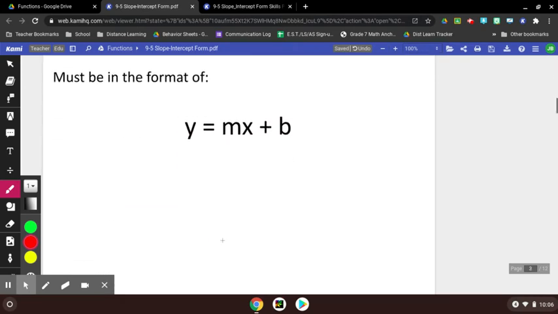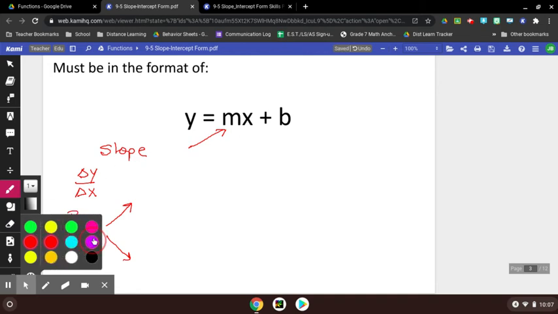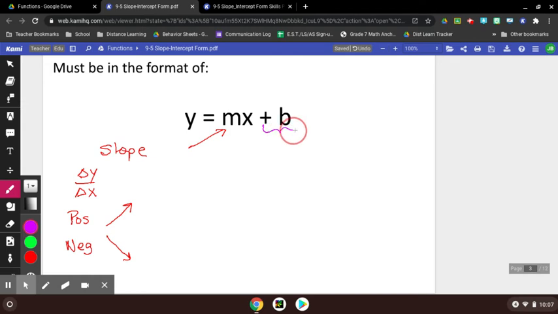So here's the format again. I just want to identify and review for you guys what this means. The m value, we said, is our slope. So the slope is the change in y over the change in x. And we said that if it is positive, it is going upwards, meaning it's going like this. At the same time, if it is negative, it'll be doing something like that. Now, this b value over here is our y-intercept.